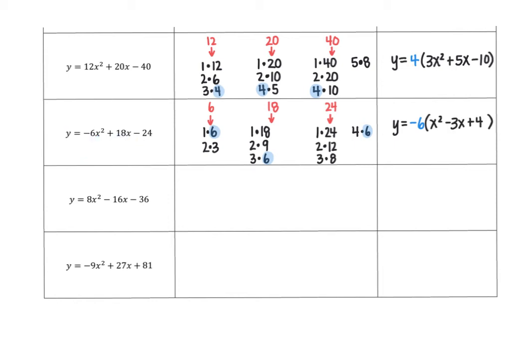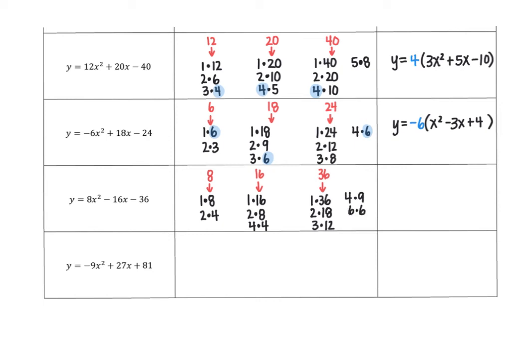The next example has coefficients of 8, 16, and 36. So we'll determine the factors for each of these coefficients. 8 would be 1 times 8, or 2 times 4. 16 would be 1 times 16, or 2 times 8, or 4 times 4. 36 will have factors of 1 times 36, 2 times 18, 3 times 12, 4 times 9, or 6 times 6.